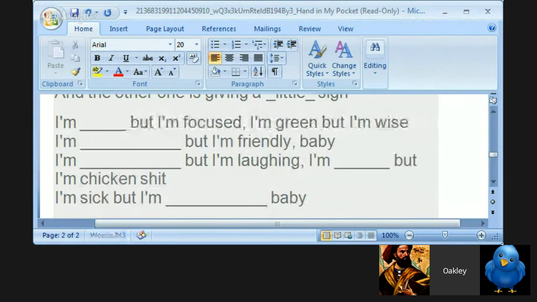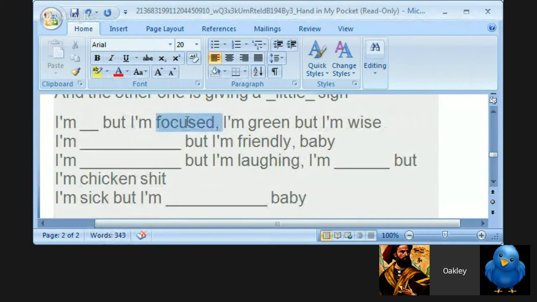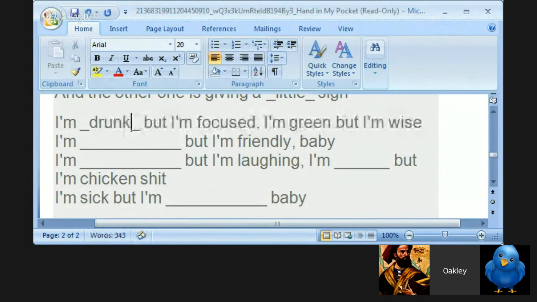Okay, more of the same kind of style here. I'm something. Focused. Look at that. Yes, we're there. I'm drunk, but I'm focused. Oh, clever.